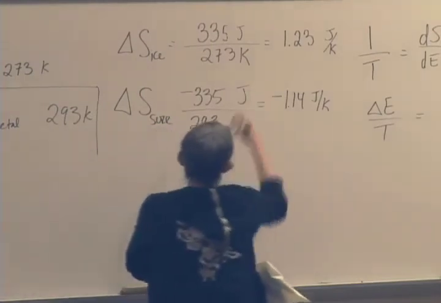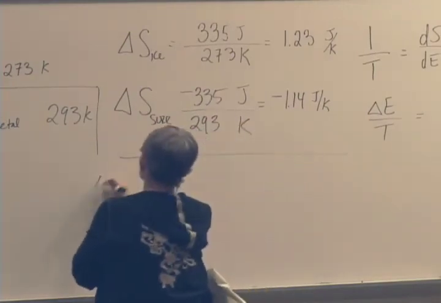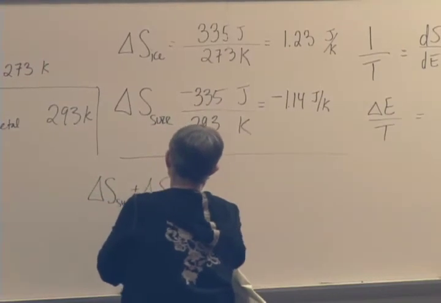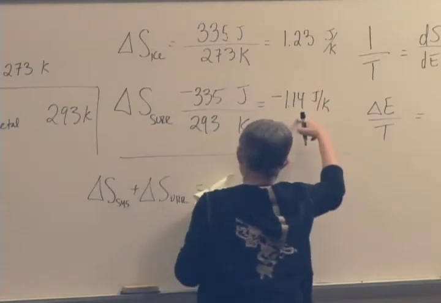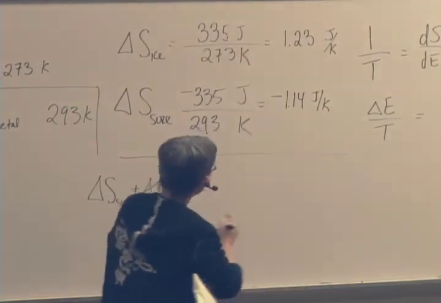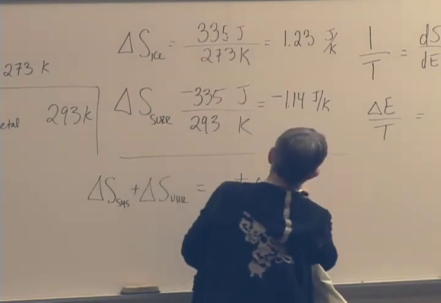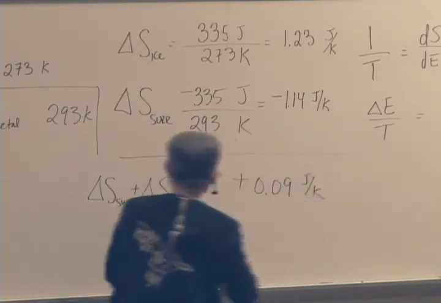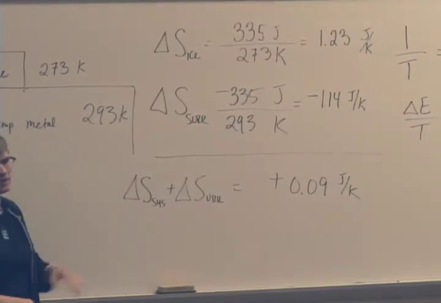But it seems to have decreased less than the entropy of the ice increased. So delta S of the system plus delta S of the surroundings is equal to that plus that. And it's a positive number, so it looks like it's 0.09 joules per Kelvin. So the entropy of the universe went up when we melted that ice.